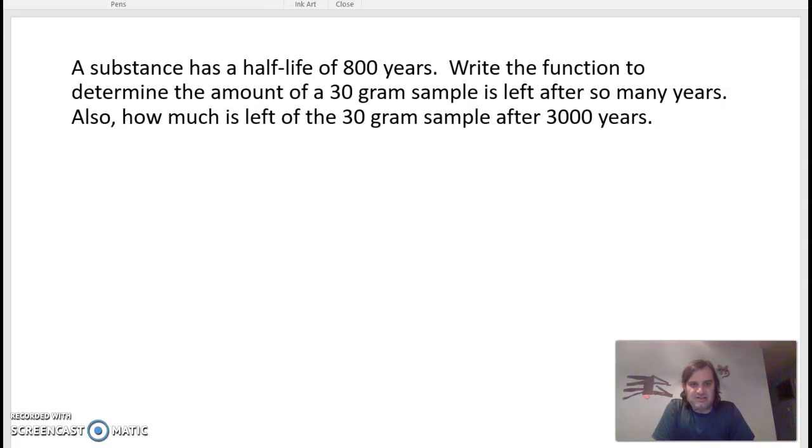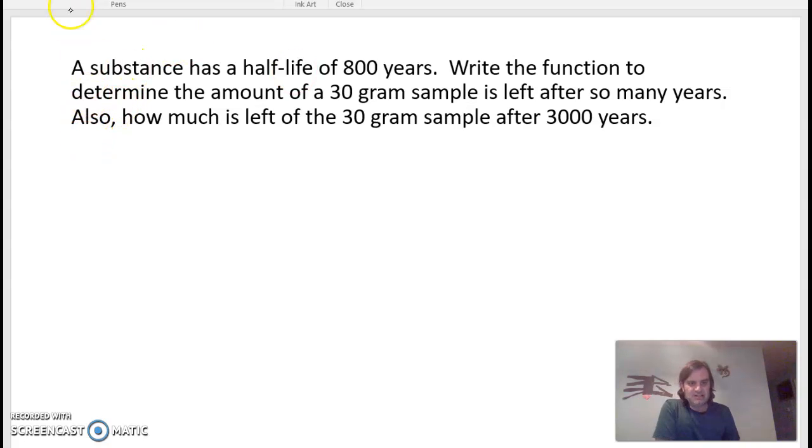Hey, it's Mr. Allred, and we've been talking about exponential functions, and now we're going to talk about exponential decay. So here we got a couple practice problems. It says a substance has a half-life of 800 years. Write the function to determine the amount of a 30-gram sample that is left after so many years. Also, how much is left of the 30-gram sample after 3,000 years?